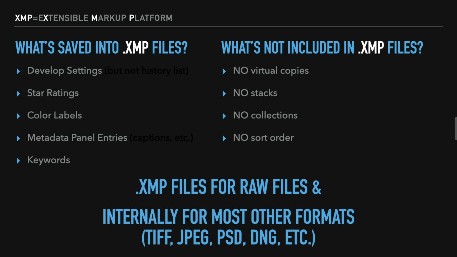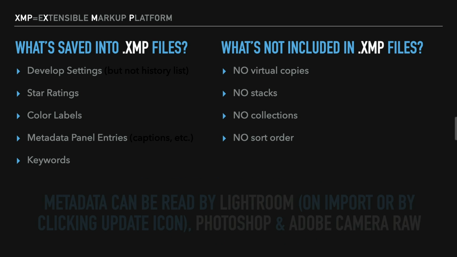Now, XMP files are for raw files. If, on the other hand, you have a TIFF file, a JPEG file, a Photoshop file, or a DNG file, it can save the same information directly in the file itself so you don't end up with an extra file called an XMP. We still call it metadata. We might still refer to it as XMP information, but it can be included in the file itself.